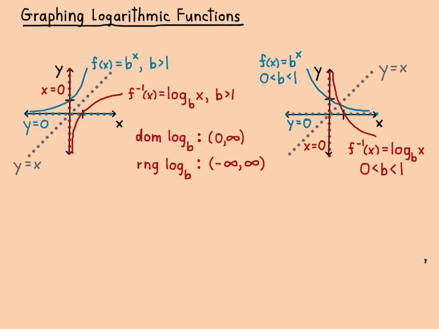The range of log base b, you can see from the graph, is negative infinity to infinity. There's no asymptote up here, or I would have drawn it in, where this doesn't go above it. So it keeps going up forever. It just goes up very slowly. We say it goes up logarithmically.